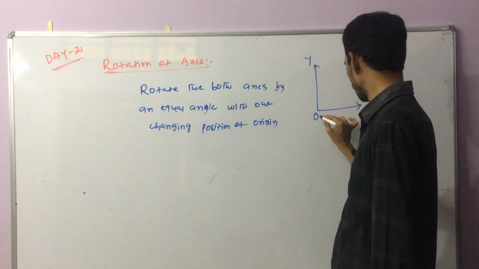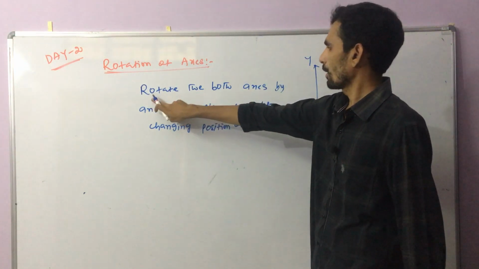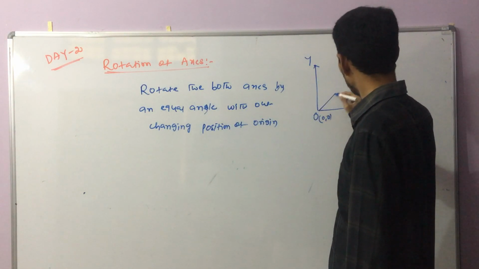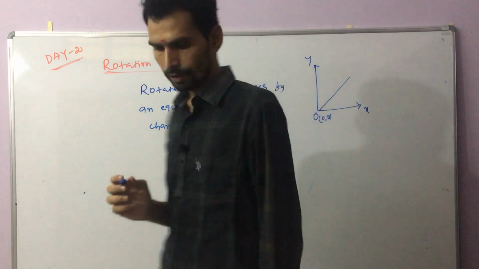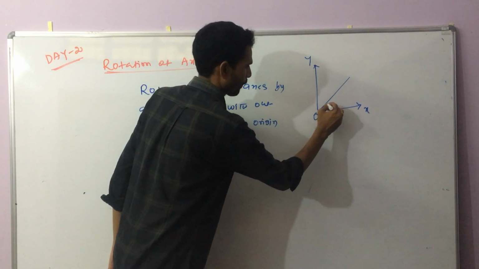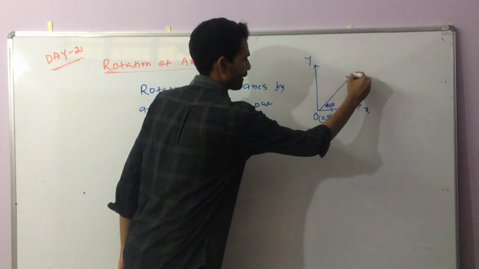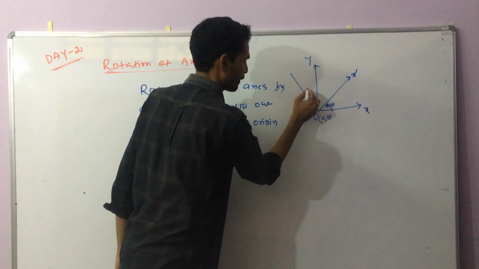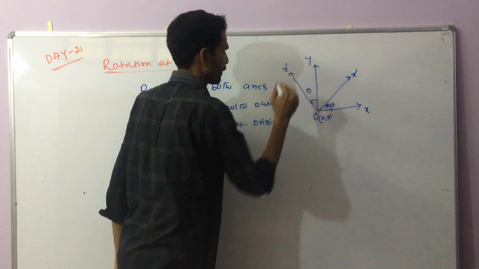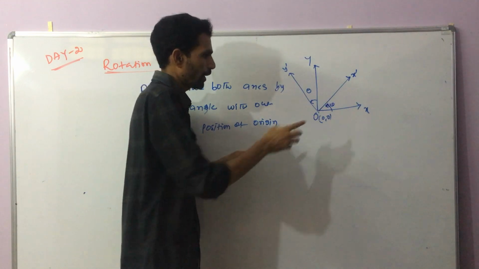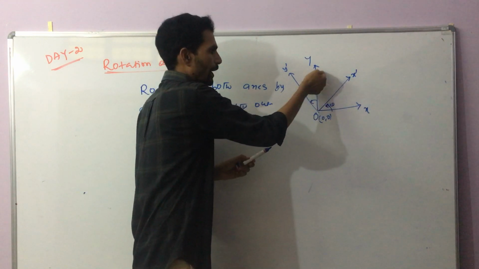(0, 0) is not changed. What is being asked? Rotate both axes by an equal angle, for example rotated by theta. x can transform to x dash at angle theta. Similarly, y can transform to y dash by the same theta. Here origin is not changed, but axes are rotated, x to x dash, y to y dash.